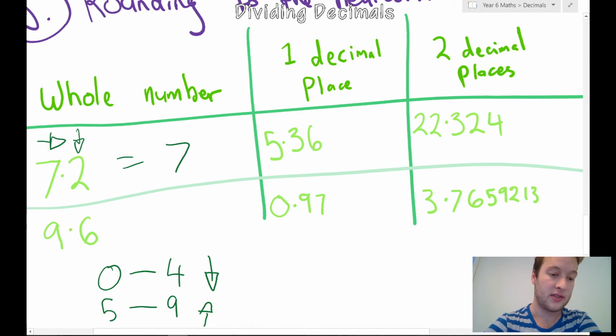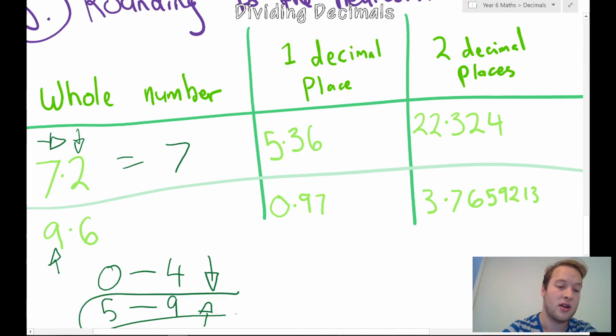For 9.6, I'm looking at this 6. I'm wanting the 9 to either go up or down. The 6 is in the round up category, so I know I need to go up. So instead of 9, it's going to become 10.